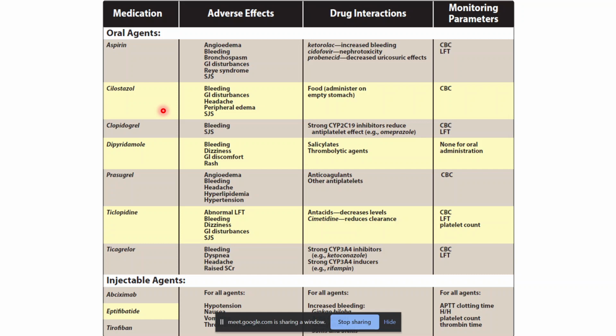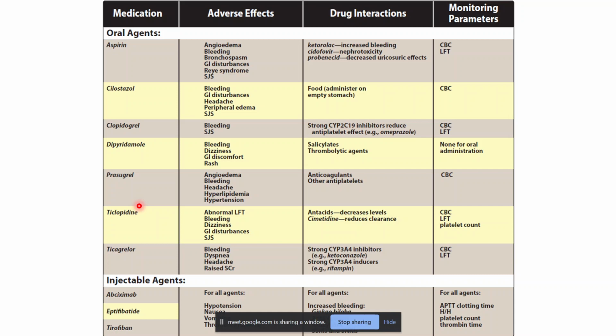Also, the phosphodiesterase inhibitor dipyridamole is used as an oral medication, and then the ADP receptor antagonists clopidogrel, ticlopidine, and others are used for the treatment of platelet aggregation.